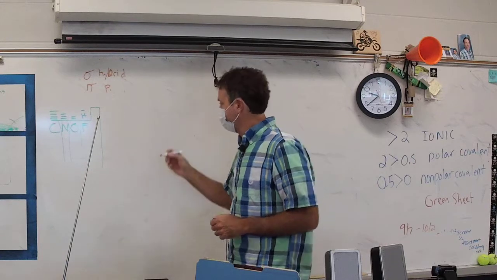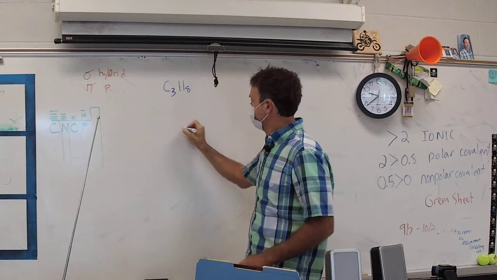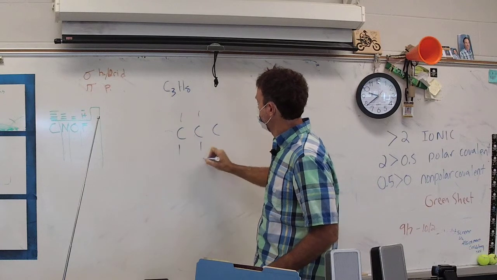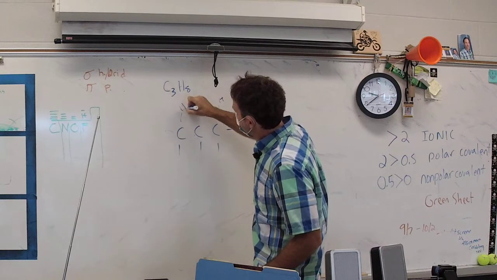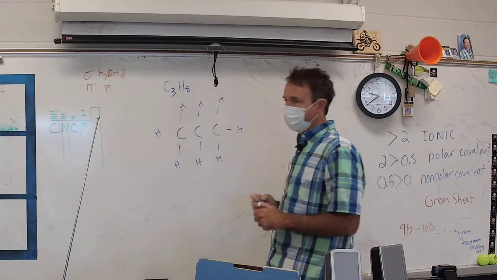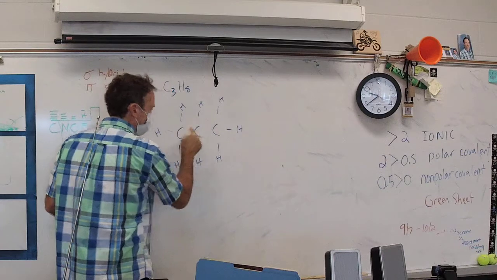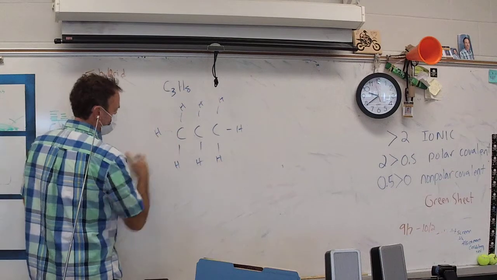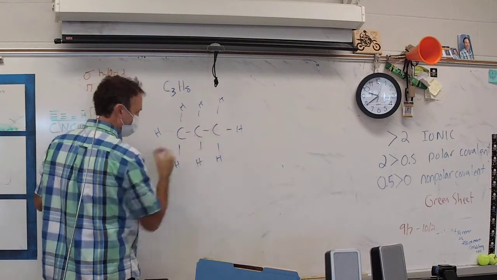Let's talk about propane, C3H8. Let me draw a molecule. Carbon, carbon, carbon. It's got to be the central atom, and we're going to have 8 H's around it. This is the Lewis structure for propane. Now, how many bonds will hold these together? This carbon has 1, 2, 3, so it's going to need a 4th. They're going to have to be single bonded.